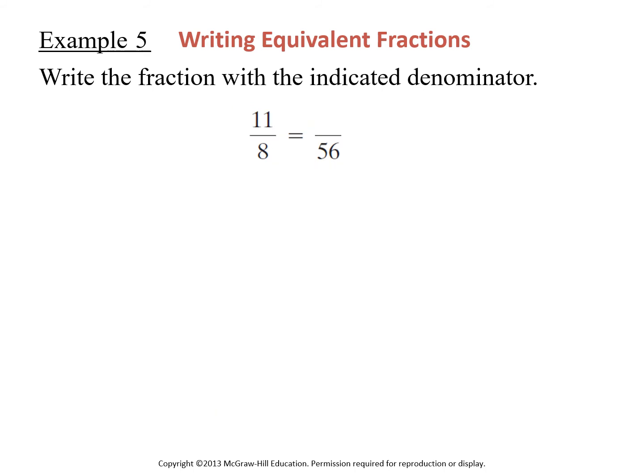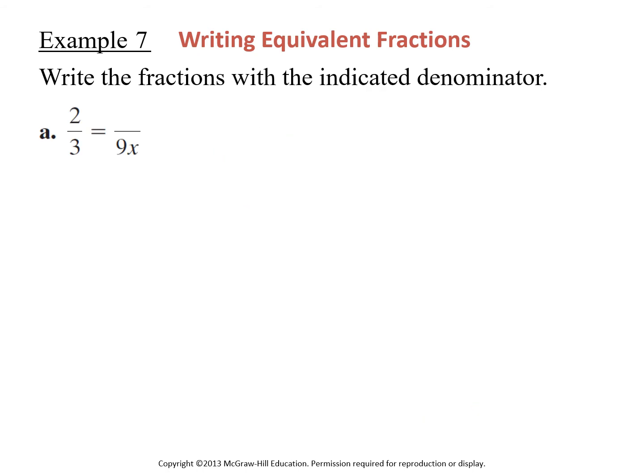Here we have 11/8. Again, we can only multiply this fraction by 1 to get our equivalent fraction with a denominator of 56. So 56 divided by 8 shows me that I'm missing this factor of 7, and therefore I have to multiply the numerator by 7 as well. 7 times 11 is 77. So what I'm actually doing is taking this fraction out of lowest terms and giving it a denominator of 56.